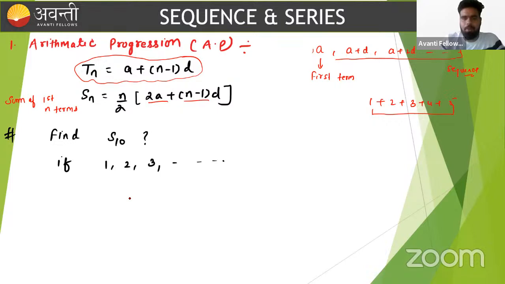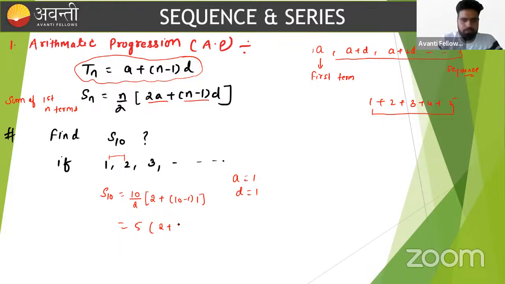In order to find the sum of the first 10 terms, we directly put in the values. First of all, we have to identify the common difference. Common difference is nothing but the difference of the successor and predecessor. What is this value? The common difference is also 1. So we put in the value: the number of terms n is 10, n by 2, 2a plus n minus 1 into d. This can be written as 10 minus 1 into 1. If we solve this, 55 is the right answer. I hope this is clear to everyone.